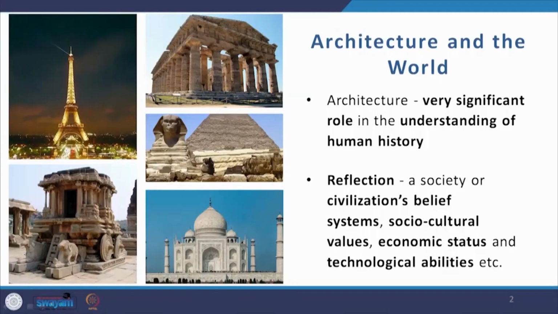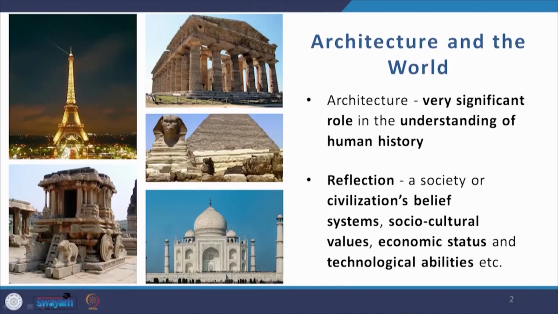But as we will go through this first presentation of introduction, we would like to actually show you what all we will be covering in this course, and that modern Indian architecture is actually a journey that begins before independence and reaches up to where we are today. If we consider architecture in the world, we realize that architecture has a very significant role in understanding human history. There are many things that are very important when we need to understand history, and buildings are one of them.